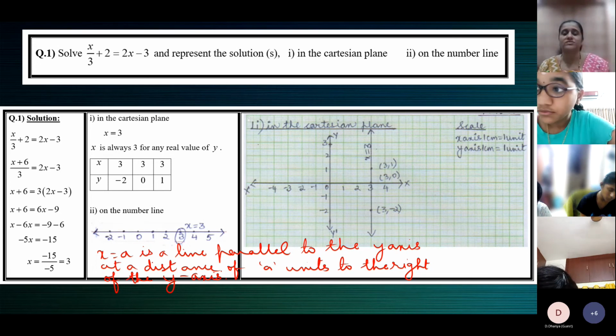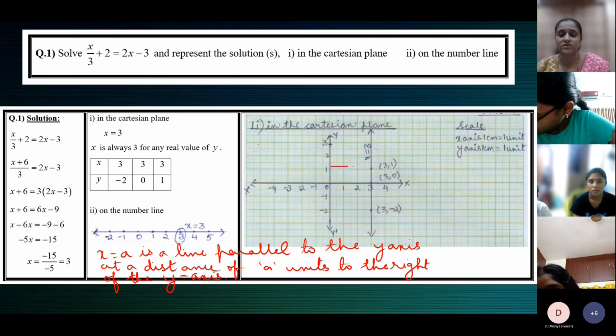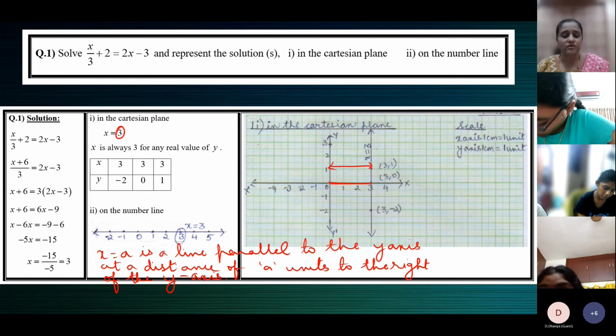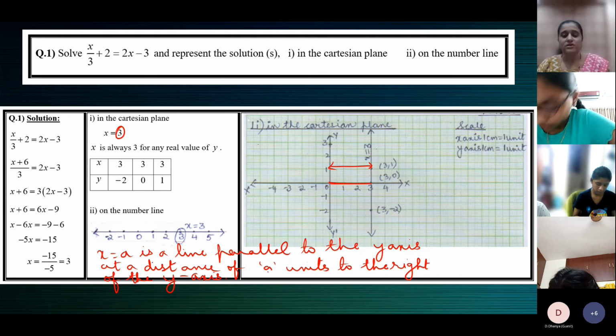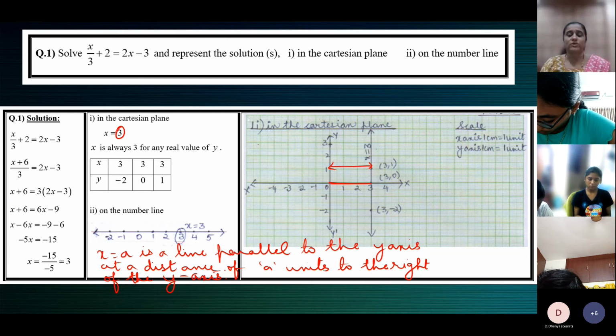We can see it there. Yes, it is a line parallel to the y-axis at a distance of a units. What is the distance between the y-axis and this graph? 3 units. See here, 3 units. That means this 3 only. So at a distance of a units, x is equal to a, right? So a units, to the right of the y-axis, because it's positive 3.